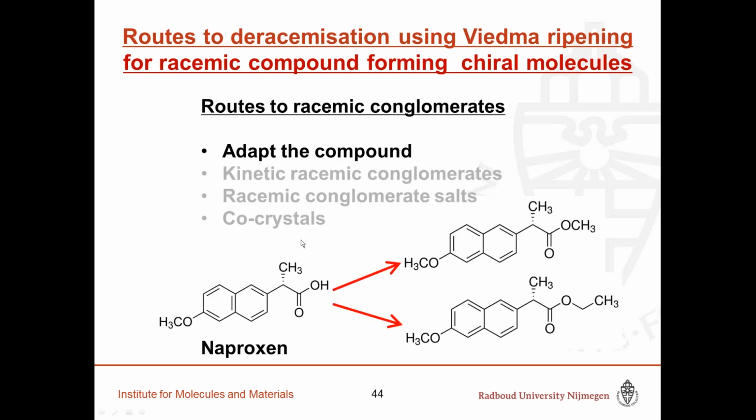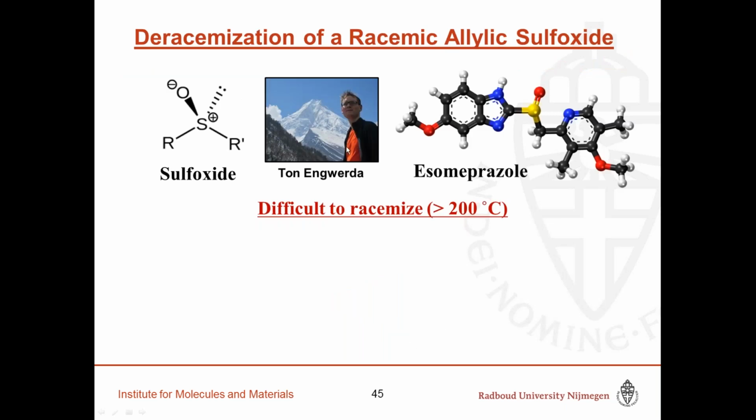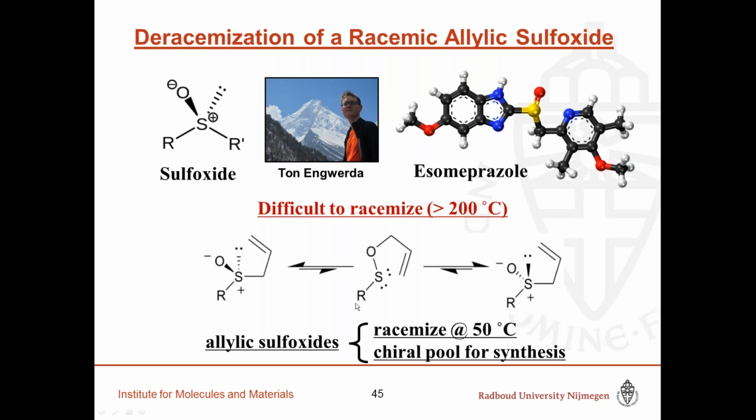Now the first one, adapt a compound, you already saw in the case of naproxen, but I want to show you another one, which was studied by Ton Engwerda, who wanted to use Viedma ripening for another molecule than the ones which have carbon as their chiral center. So he came up with sulfoxides, which have sulfur as their chiral center. The problem is they're difficult to racemize, only at very high temperatures, but he found allylic sulfoxides, which are racemizable already at 50 degrees centigrade. They're important molecules because they are part of the chiral pool for synthesis.